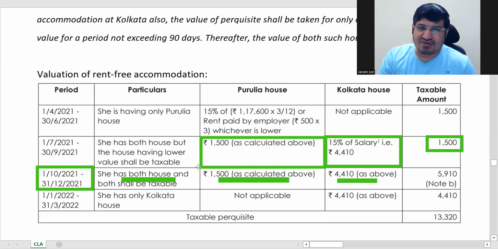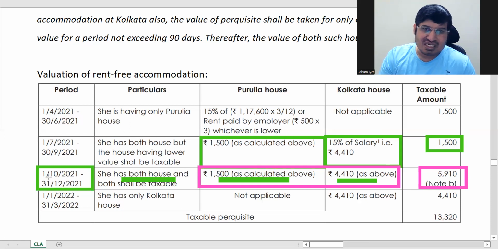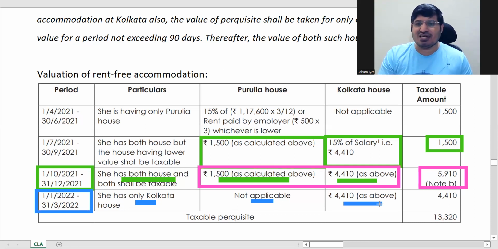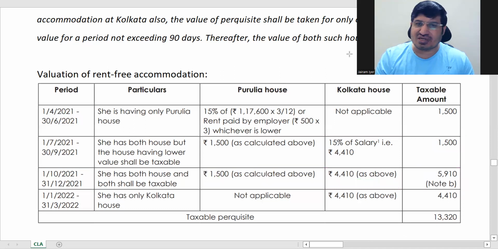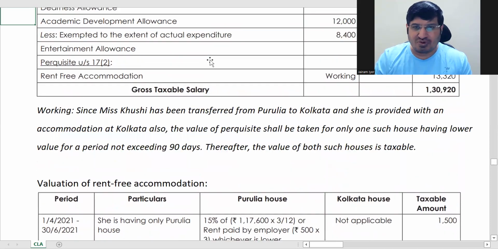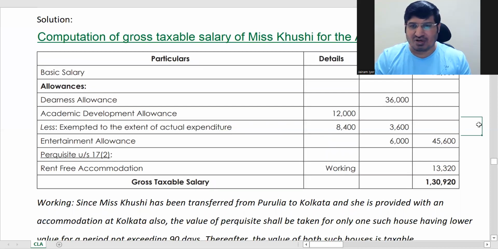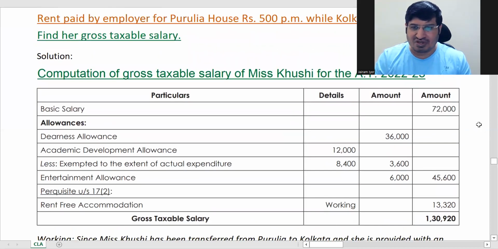You'll have to add these two and you will get this. Both will be taxable. After that, from 1-1 to 31-3, he only had the Kolkata house. So Purulia is not applicable and this is 4,410 as already calculated. Now you have to add all four and you will get the rent-free accommodation value. Total value is 13,320 for the year. This you will have to put here, 13,320, perquisite value, in the computation of salary.